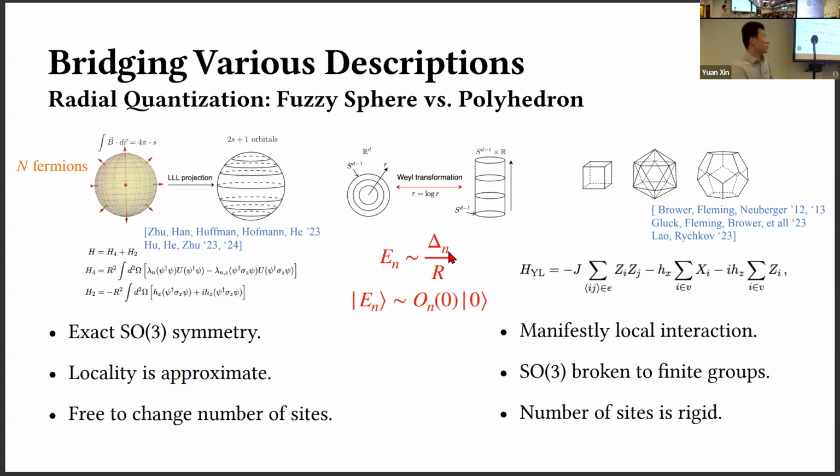And there's also a one-to-one correspondence between the local operators and the eigenstates of the spherical Hamiltonian. But how to realize that is kind of an art. So there's no good way.